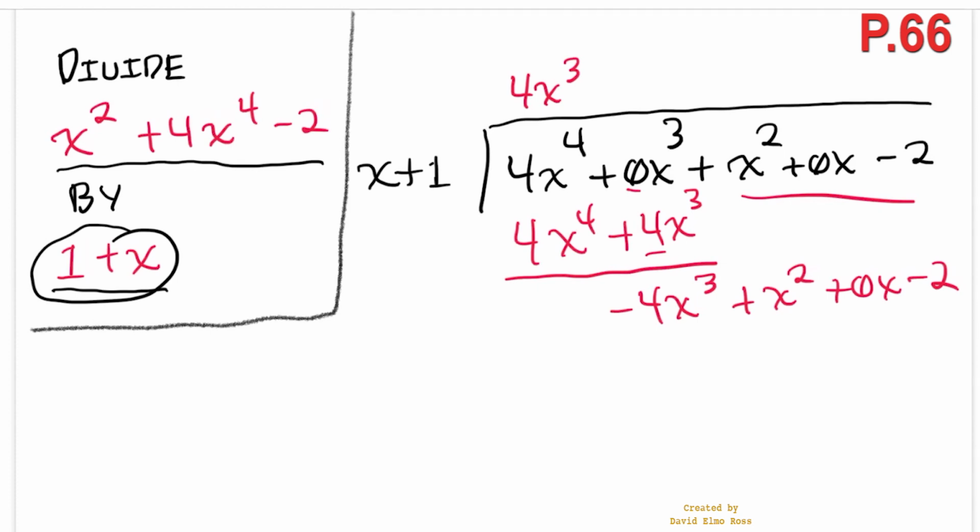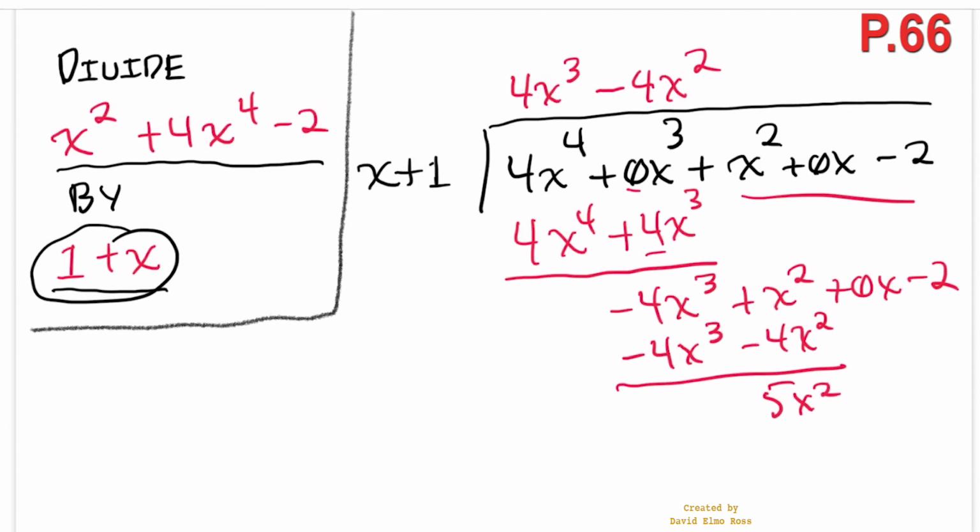Now how do we get rid of the minus 4x cubed? By multiplying x plus 1 by minus 4x squared. Minus 4x squared times x is going to give us minus 4x cubed. Then minus 4x squared times 1 is going to give us minus 4x squared. And then when we subtract these, this goes out and we're left with 1 subtract minus 4, which is going to be 5x squared plus 0x minus 2.